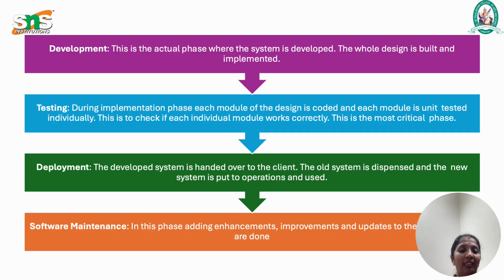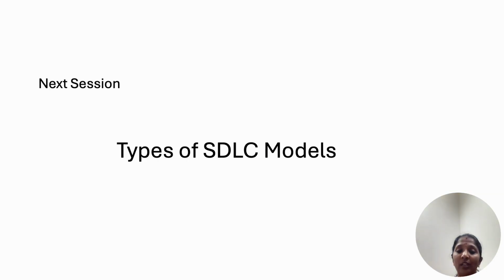Deployment. Deployment is nothing but handing over the software to the client and deploying it at that particular stage. The last one, software maintenance. That means in order to enhance anything for future updates, everything will happen in software maintenance. So in the next session we will discuss SDLC models.